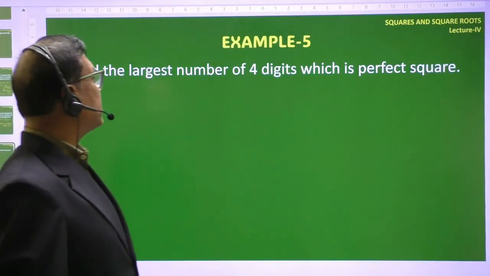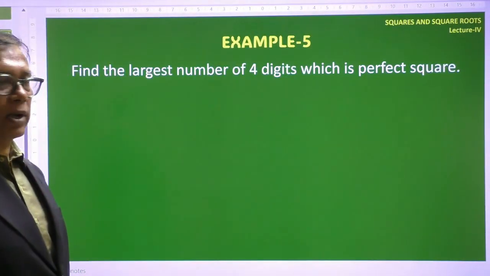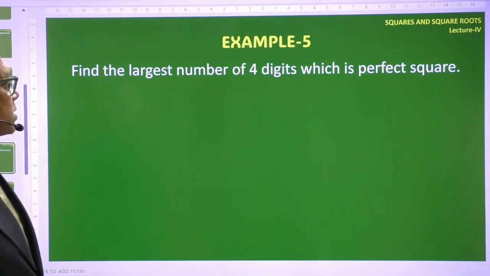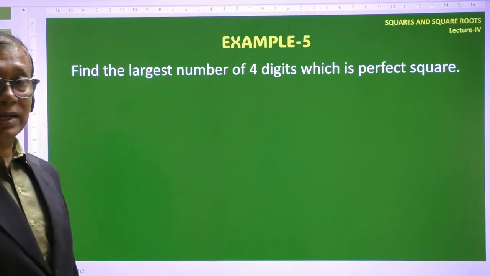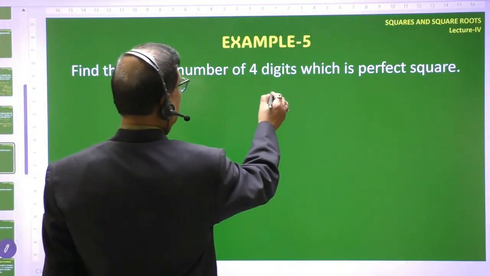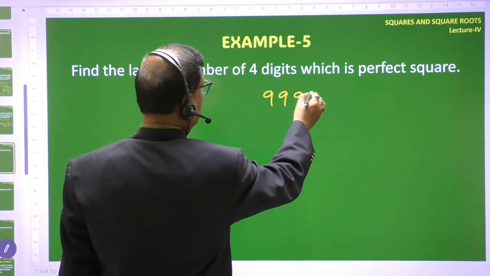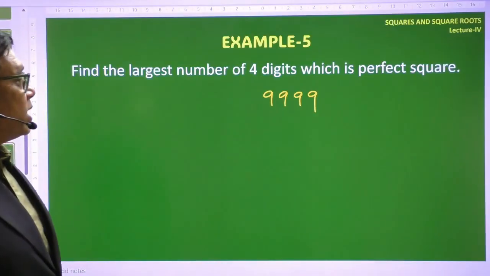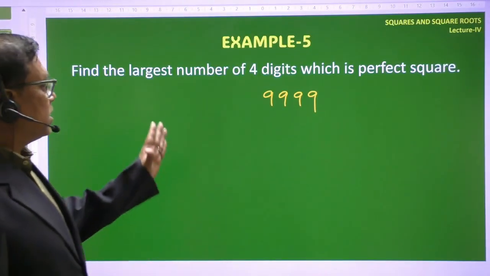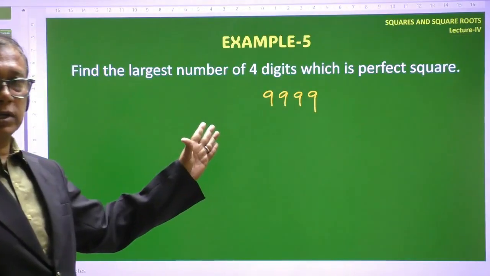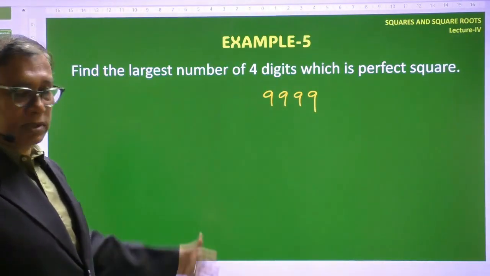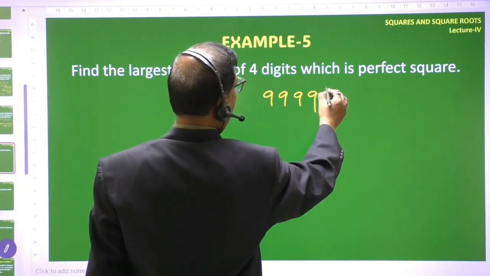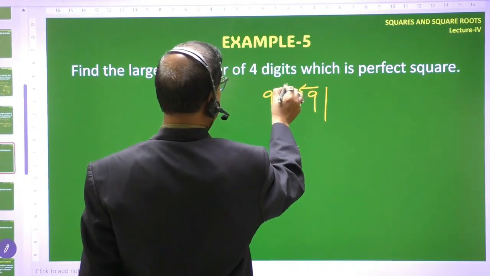Find the largest number of 4 digits which is a perfect square. That means first you have to know the largest number of 4 digits. What is that? 4 times 9. This is the largest number of 4 digits. But we have to find which is a perfect square. That means first you have to check if it is a perfect square or not. If it is not a perfect square, then we have to find out the perfect square. Clear? So to know that, we have to follow the long division process.